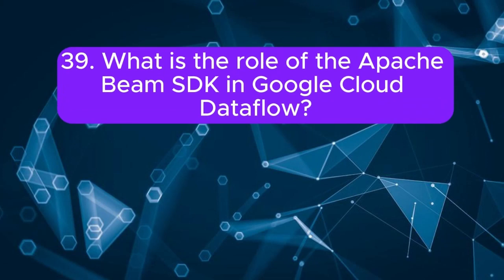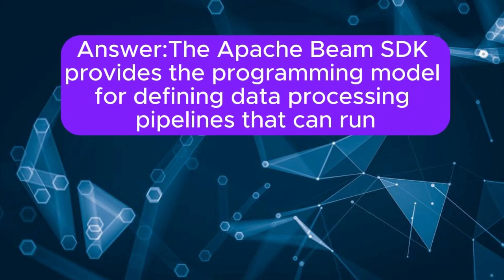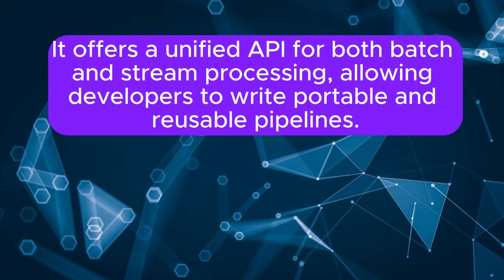39. What is the role of the Apache Beam SDK in Google Cloud Dataflow? Answer. The Apache Beam SDK provides the programming model for defining data processing pipelines that can run on multiple execution engines, including Google Cloud Dataflow. It offers a unified API for both batch and stream processing, allowing developers to write portable and reusable pipelines.